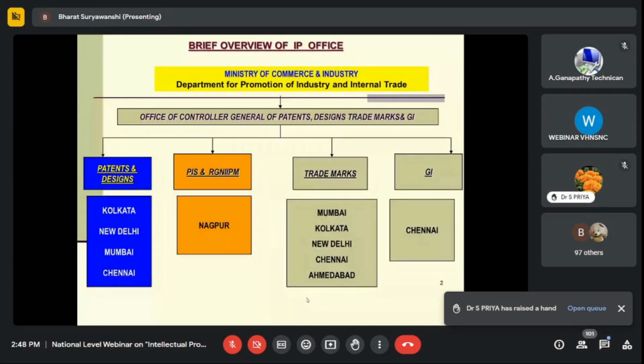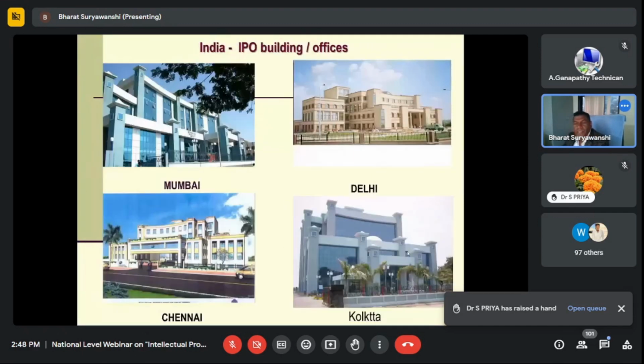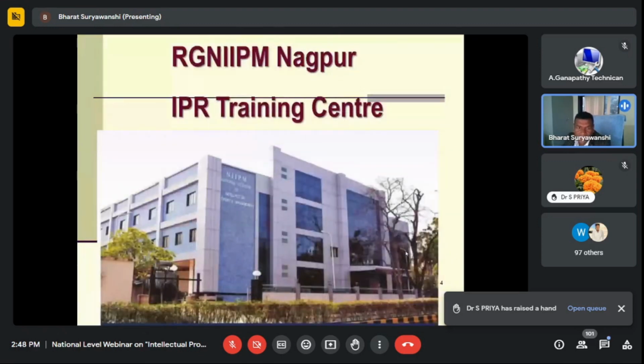Okay. First of all, I will introduce where my offices are. Our offices are at Kolkata, New Delhi, Mumbai, and Chennai. We have only one training center in India, that is in Nagpur. We also have trademark offices in addition to the four. One is at Ahmedabad, and the GI office, that is geographical indication, is at Chennai. These are the pictorial views of our offices. This is our training center.